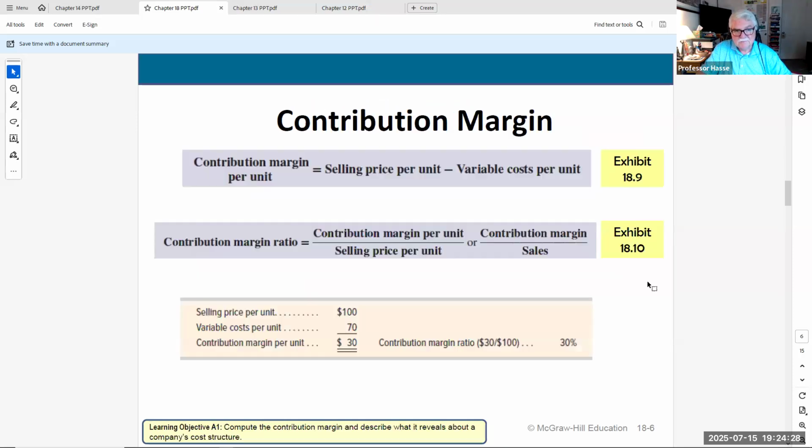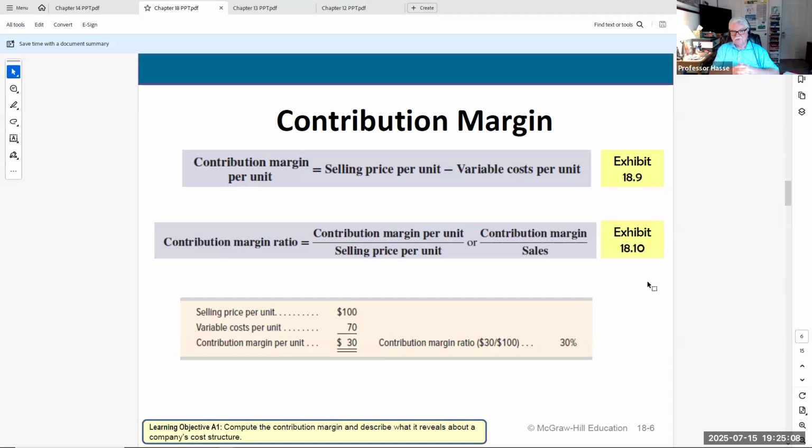And here's the reason why. It's called the contribution margin. The contribution margin is the selling price per unit of a product minus the variable cost of the product per unit. So let's say we're producing something and we sell it retail to our customers for $100. That's what they pay for the product. Our variable cost, materials and labor to produce that product, is $70 per unit. So our contribution margin is $30.